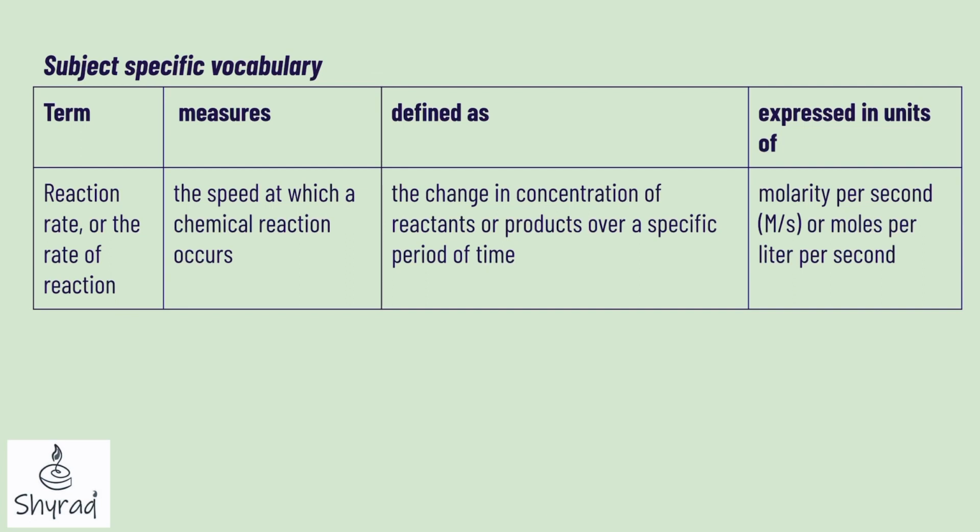Subject-specific vocabulary. Reaction rate. Reaction rate measures the speed at which a chemical reaction occurs and is defined as the change in concentration of reactants or products over a specific period of time. Reaction rate is expressed in molarity per second or moles per liter per second.